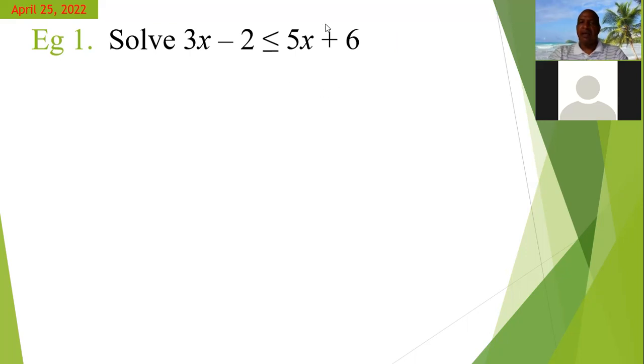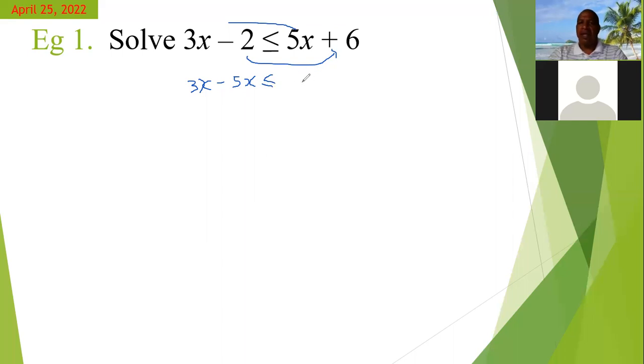Bring all the x's to one side. We want to bring them to one side and group them. So we bring this positive 5 to the left, and we'll get 3x minus 5x. Now, I want you to also note that if you're adding or subtracting on both sides of the inequality, that does not affect the inequality symbol.